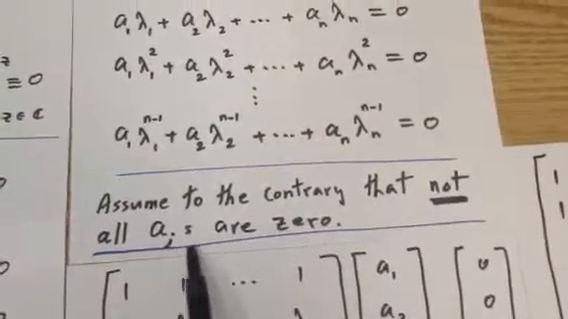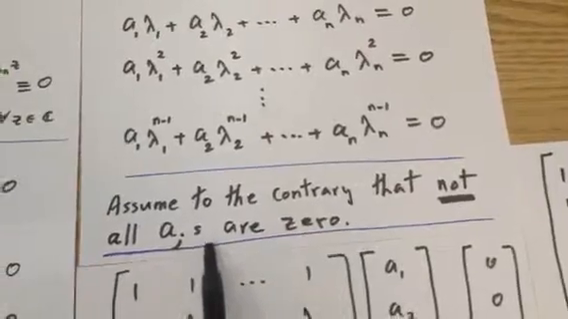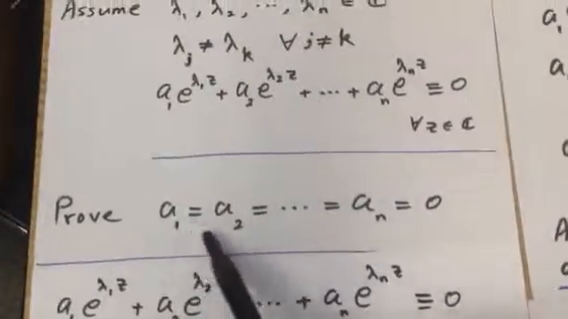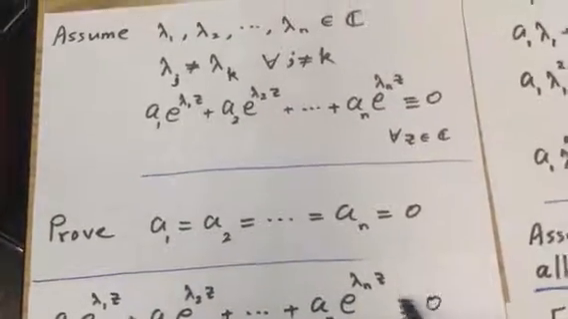So therefore our assumption that not all aj's are 0 is wrong. Therefore all aj's are 0. So that proves our theorem.